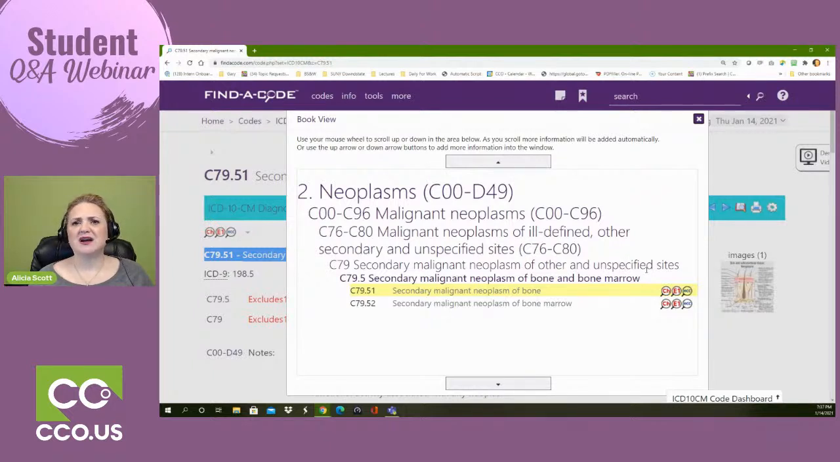So you think, well, how come bone is other? Well, it's because it's such a large portion of the body. And then secondary for bone and bone marrow would be C79.5. Now, it's yellow or highlighted because I specifically picked bone versus bone marrow.